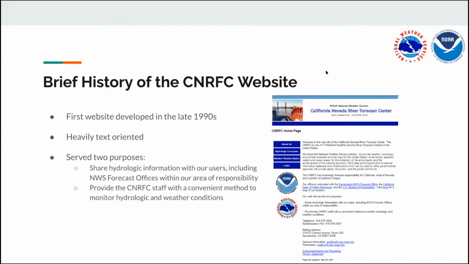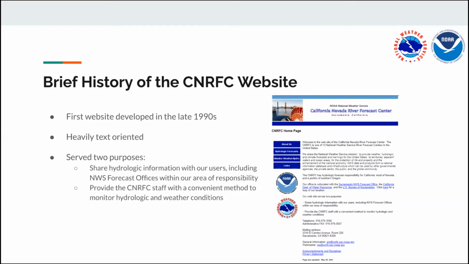Just going over a brief history of the CNRC webpage. Our first website we developed back in the late 1990s. It was a heavily text-oriented page, given the limited bandwidth of the internet back then. You can see an image on the right-hand side of what it looked like. The forecasts and the observations that we presented were all mainly text-based, very few graphics.